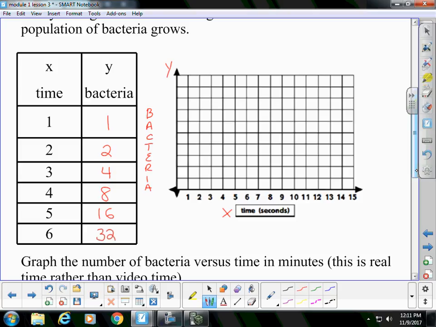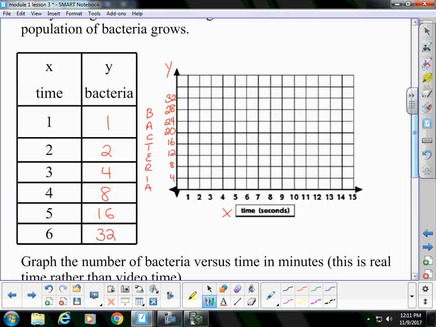Don't think if I count by twos that's going to work. 2, 4, 6, 8, 10, 12, 14, 16. No, that's not going to work. How about if I count by fours? 4, 8, 12, 16, 20, 24, 28, and 32. And then I'm going to plot my point.